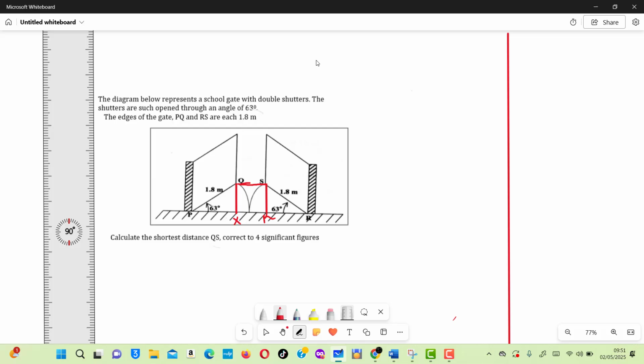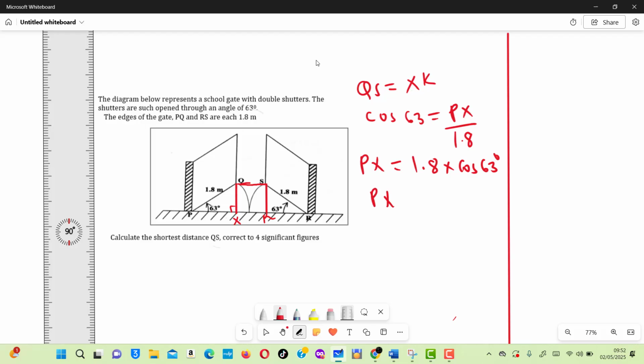Which means that QS will be equal to XK. So our main interest should be to get the distance between X and K. So consider the right angle triangle PXQ. We can get PX by using cosine, which means that cos 63 will give us the adjacent side, which is PX, divided by the hypotenuse side, 1.8. This means that PX will be equal to 1.8 times cos 63 degrees.